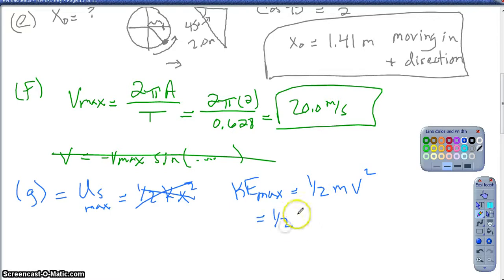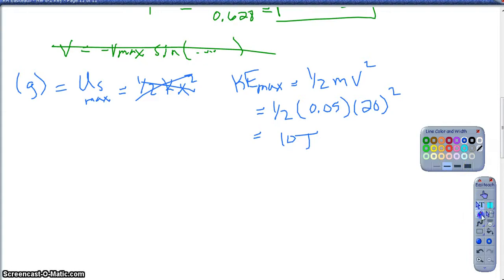So 1/2 the mass, which they told me again was 0.05, times the velocity, which I just calculated to be 20 meters per second. So 1/2 times that squared. Doing that, we end up getting 10 joules. Works out very nicely. The maximum, the total energy for the system is 10 joules of energy.